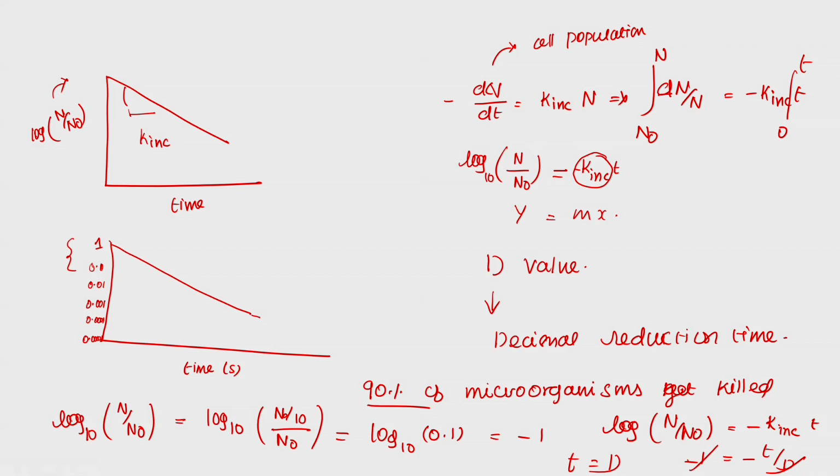So, to get 1 log reduction, what should be my value? This is nothing but my D value. For example, if I need to kill 99%, here I said 90%, if it is 99%, what you would have is 0.01. So it will be minus 2, which is nothing but t equal to 2D, right.